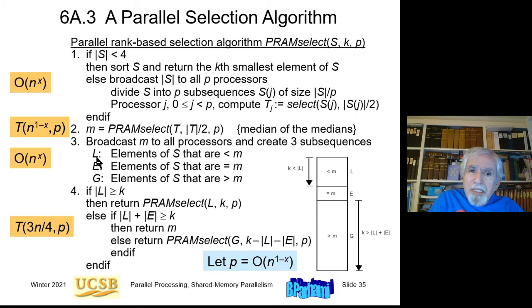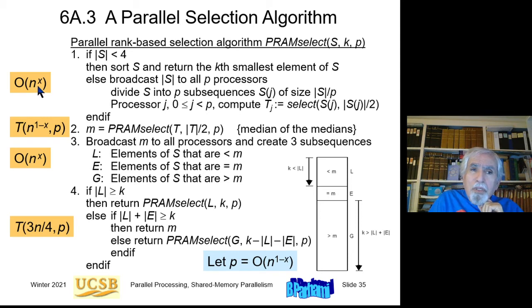Then form the three sublists L, E, and G. You have to now show how this is done in parallel. And then the same thing as before: look in here, or deduce that the kth smallest element is equal to m.